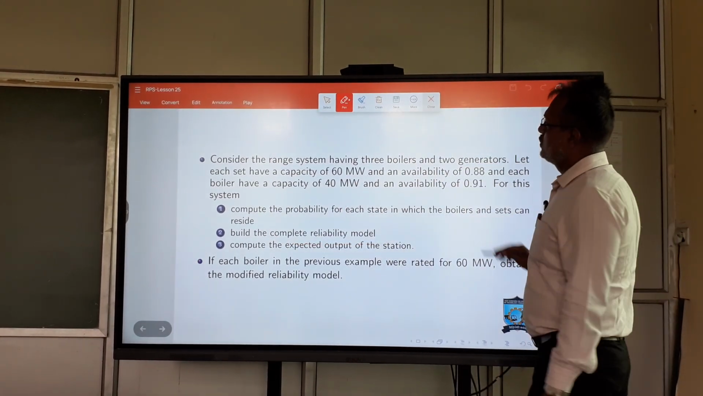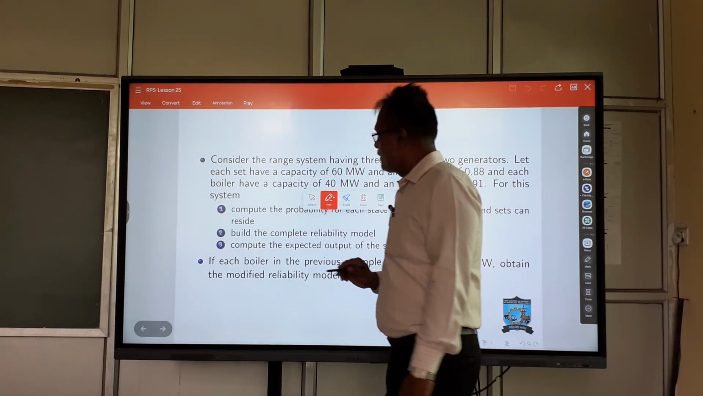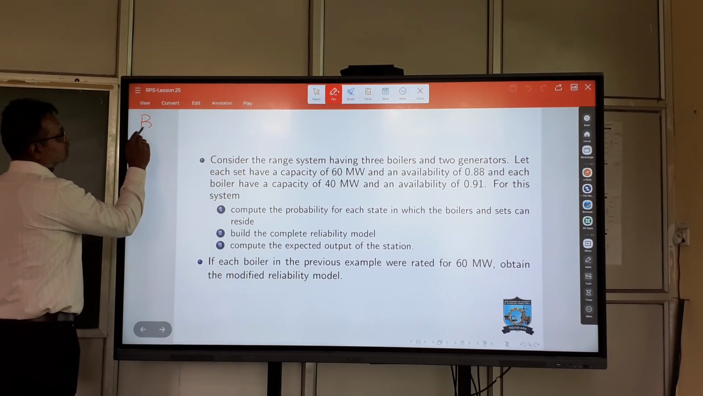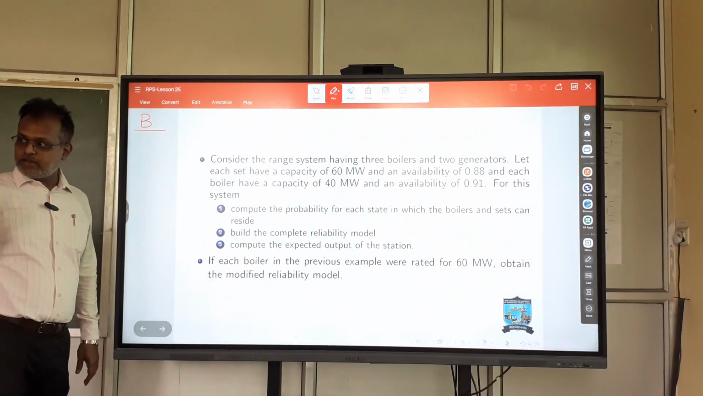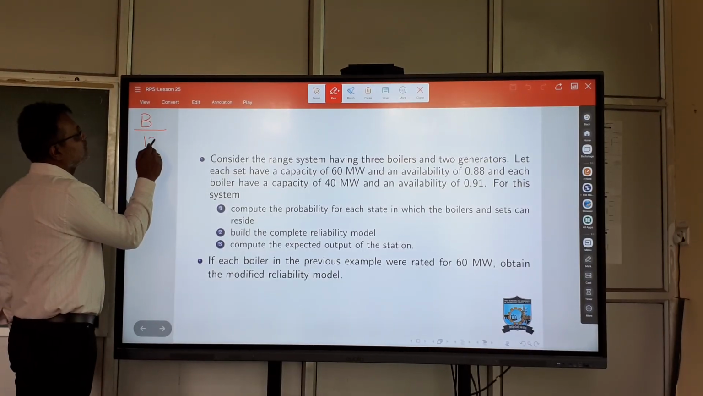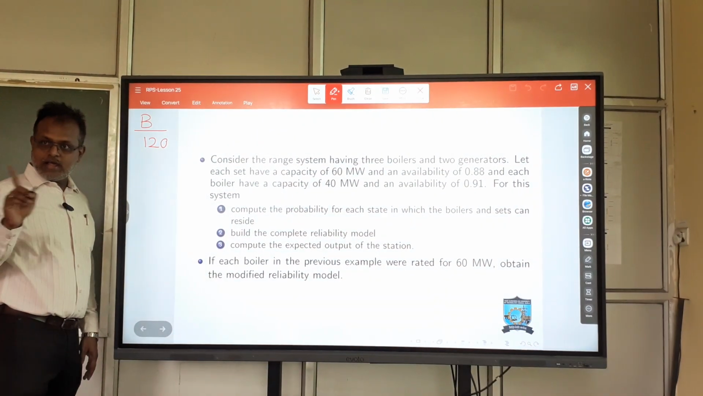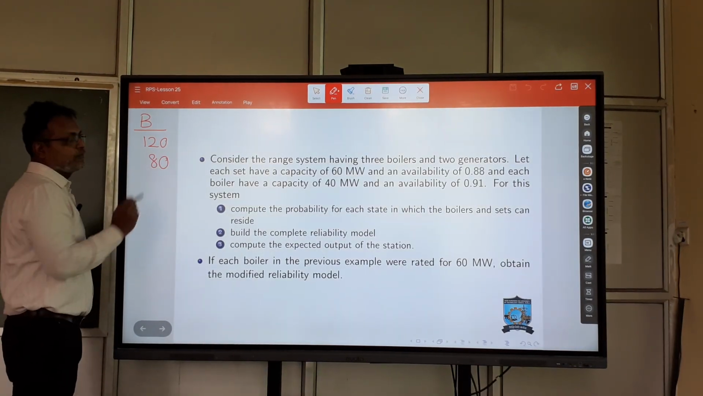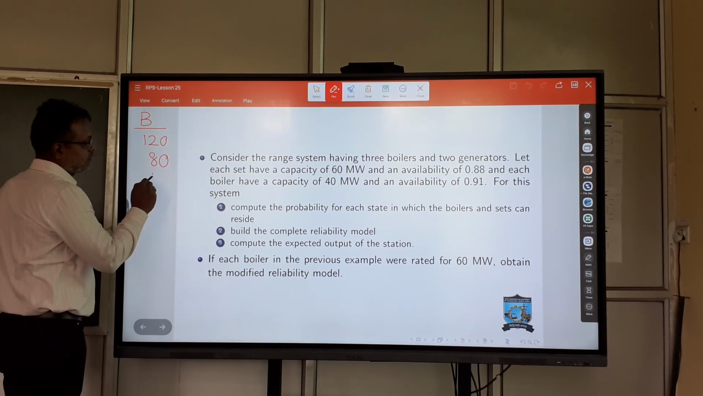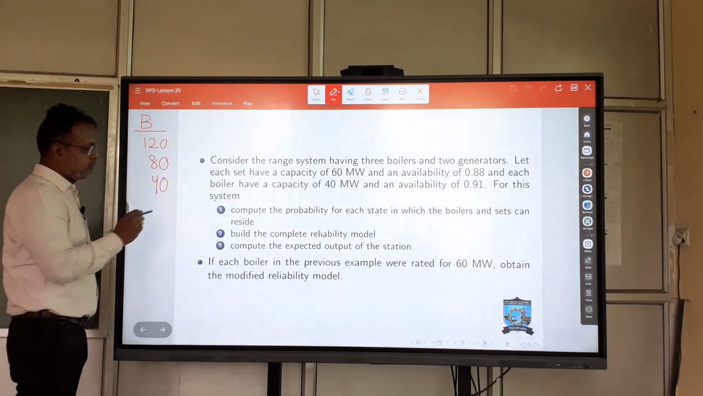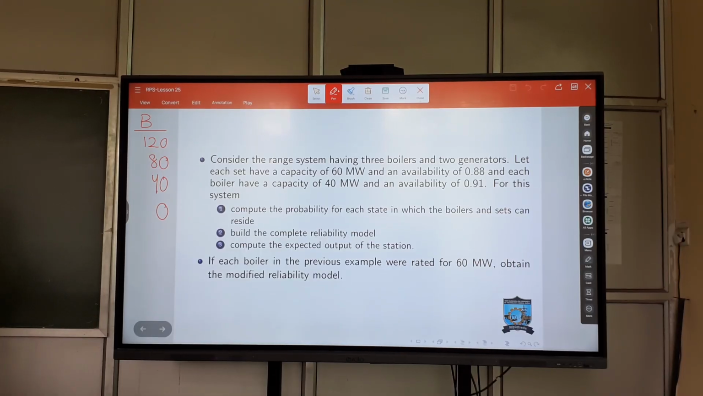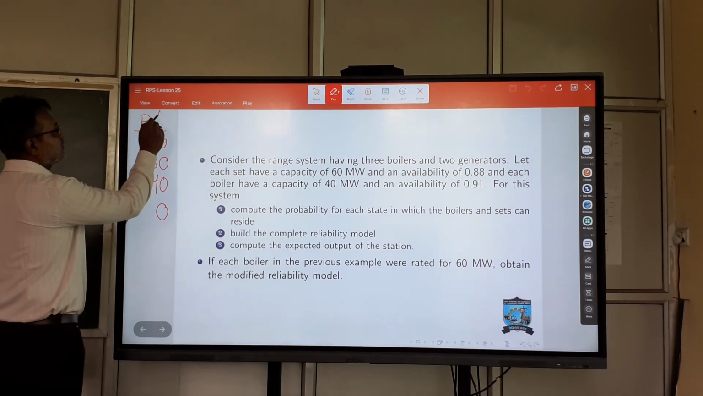Okay. So first we will calculate for the boiler. How many boilers? 3 boilers, 40 each. So what can be the capacity available? 120 when all are up. 80 when 2 are up. 40 when 1 is up. 0 when all are down. Okay. So these are the 4 conditions for the boiler.